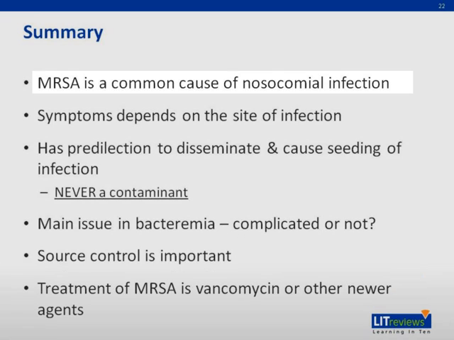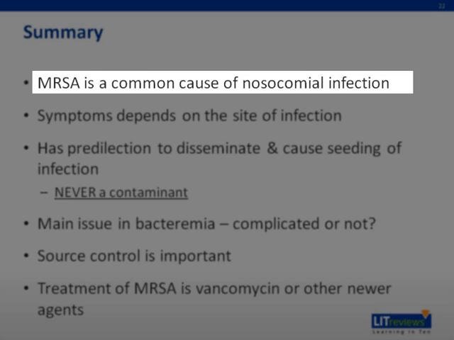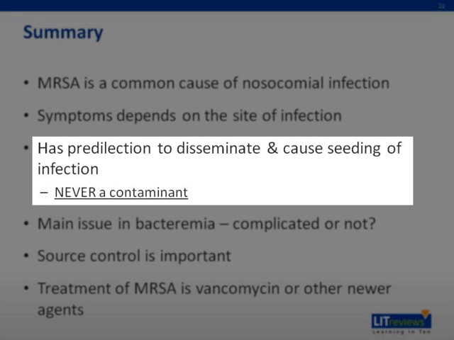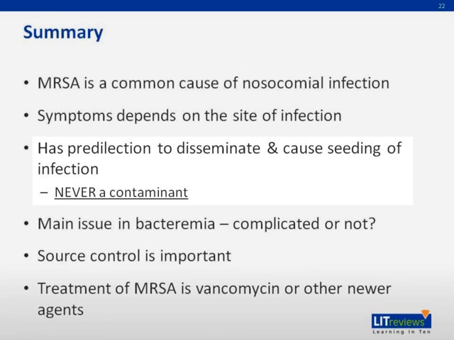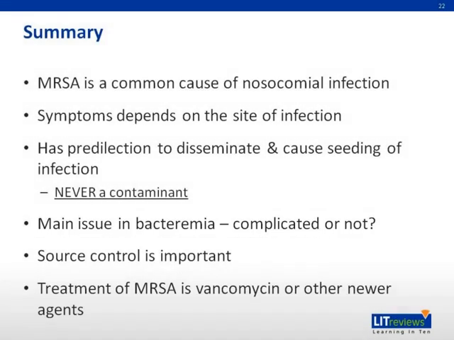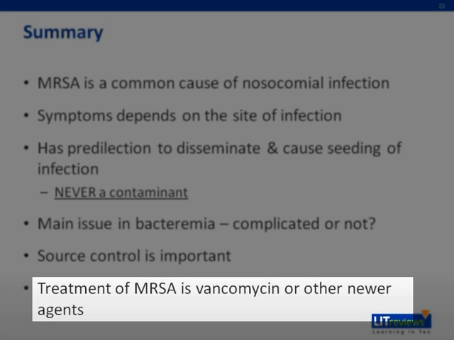In summary, MRSA is the common cause of nosocomial infection. Patients present with symptoms that were related to the site of infection. MRSA likes to disseminate and can cause seeding of infection. In the blood cultures, MRSA is never a contaminant. It should be treated with respect. And the main issue in bacteremia is to determine whether this is complicated or uncomplicated bacteremia. Source control is important. The treatment of MRSA is currently still vancomycin, although this has currently been changed.